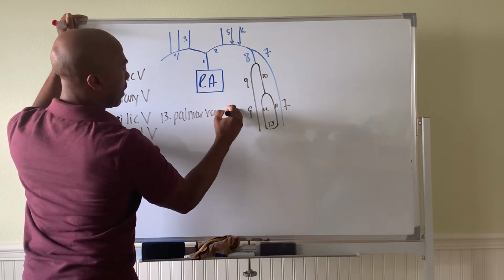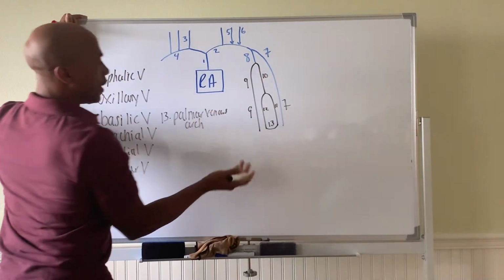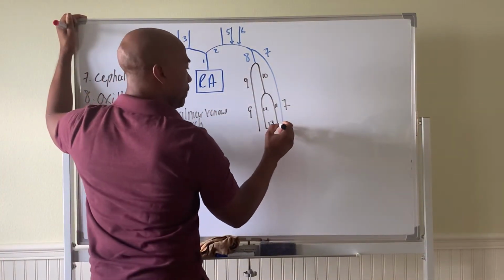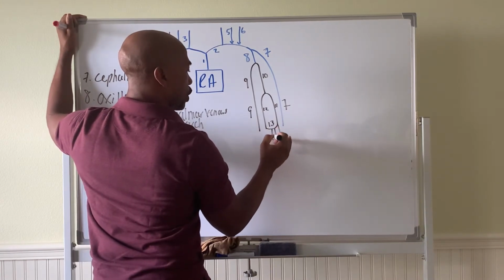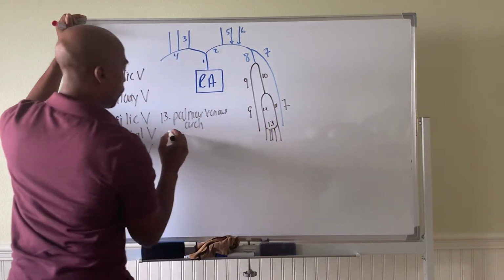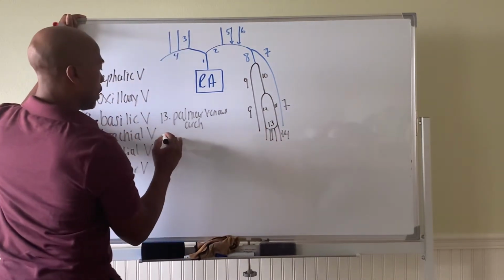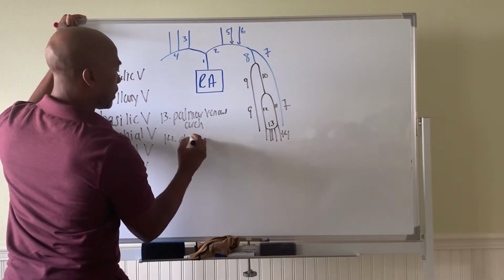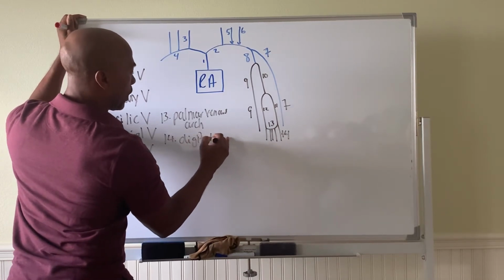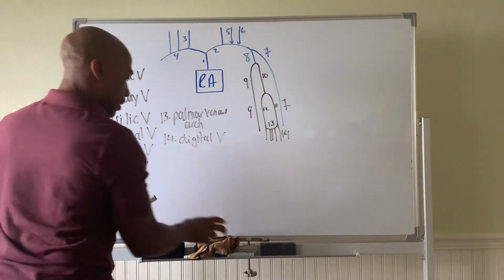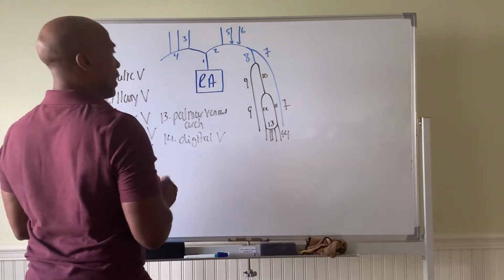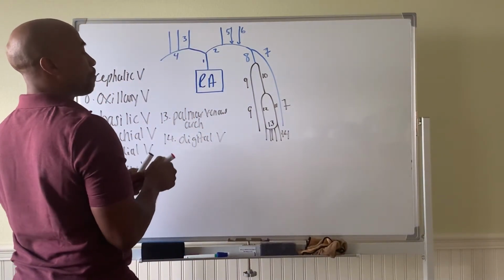So 13 is called the palmar venous arch, which is fed into by your digital veins. 14 is called the digital vein. And then some more to fit in here.